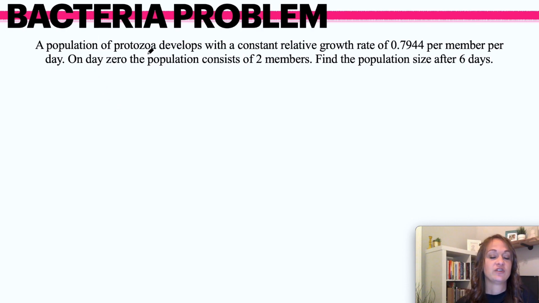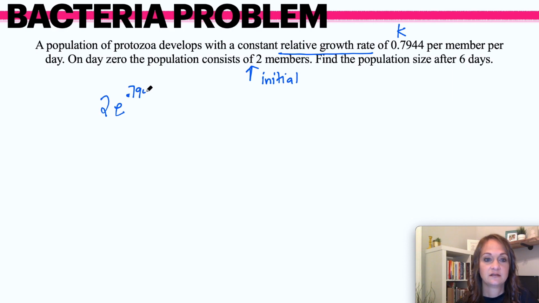A population of protozoa develops with a constant relative growth rate of 0.79. That represents K, per member per day. On day 0, the population consists of 2 members. That means that is your initial amount. So we'll have 2 times e to the kt. That is our formula, and we want to know what is the population after 6 days.